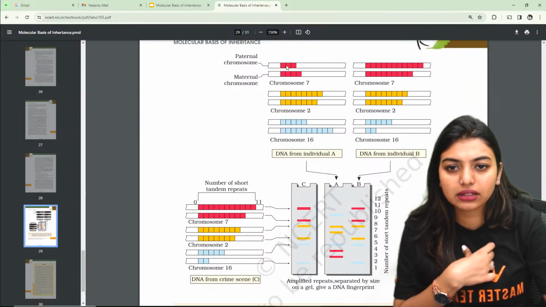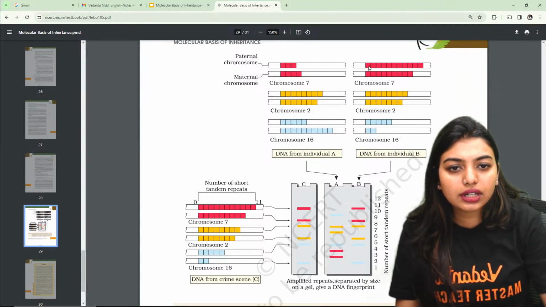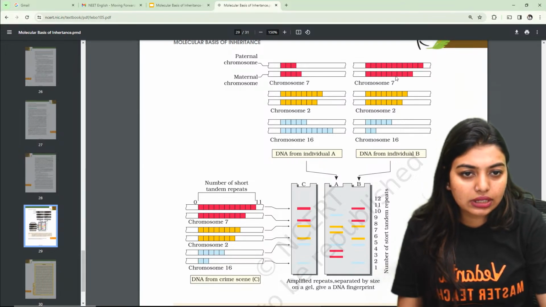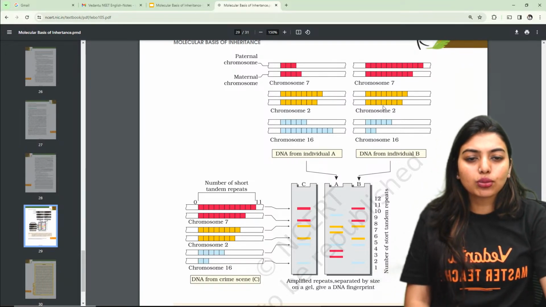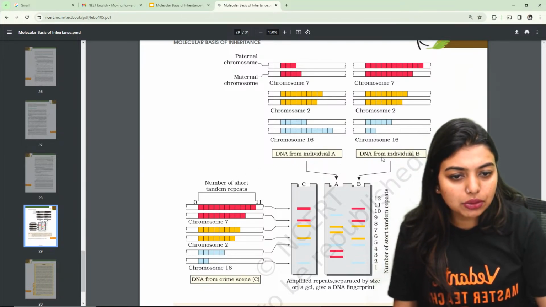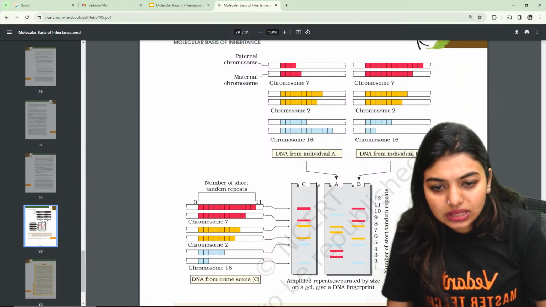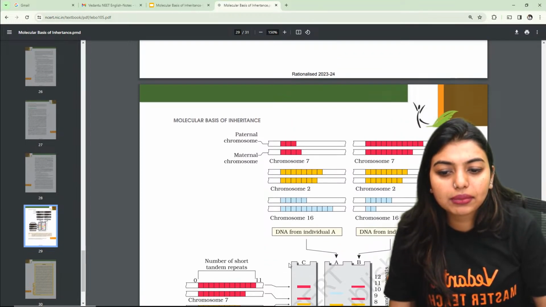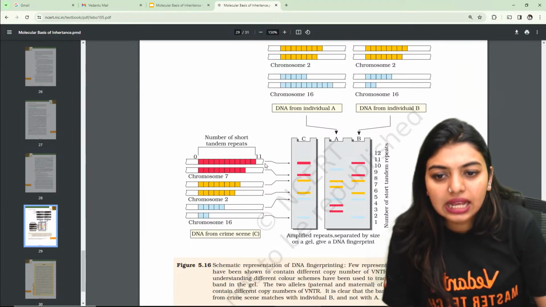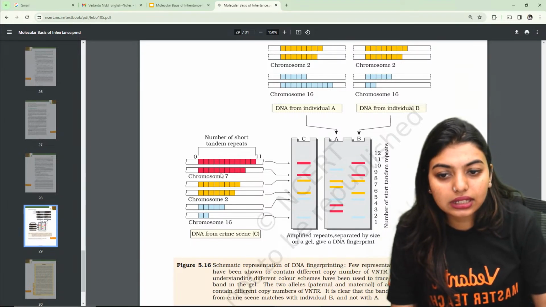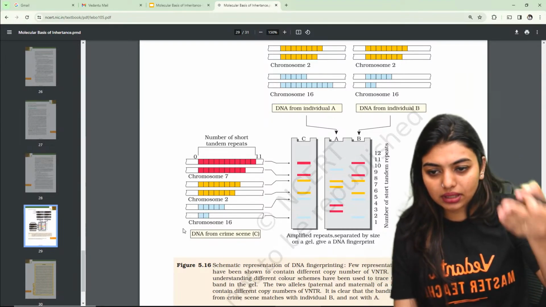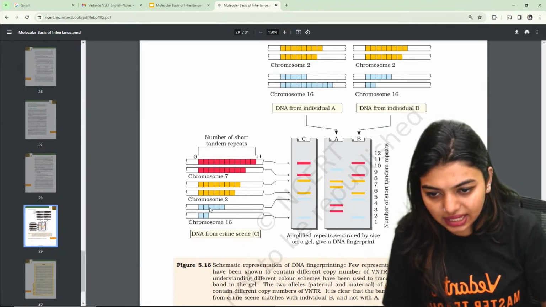Paternal chromosome. Here it is 3, here it is 1, 2, 3, around 11. Maternal chromosome, here it is 4, here it is around 9. Then we have chromosome 2, which are almost similar. Chromosome 16 is there. Now DNA from individual A and DNA from individual B. Now this is the one that we got from the crime scene. Here you can see 11 paternal DNA, 9 maternal DNA, 7 and 2. Chromosome 7, chromosome 2 and chromosome 16 are there.